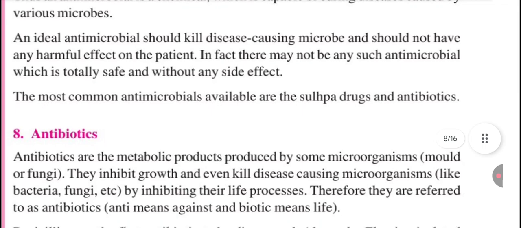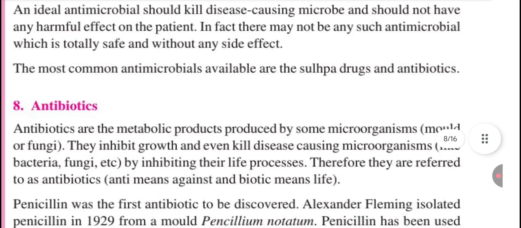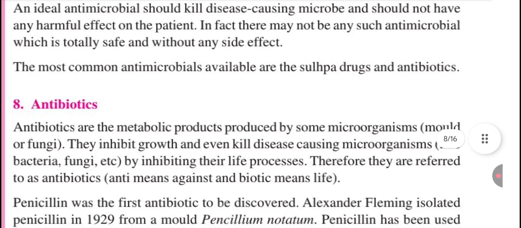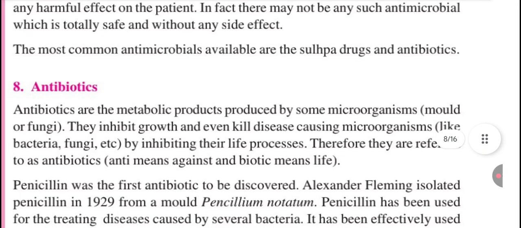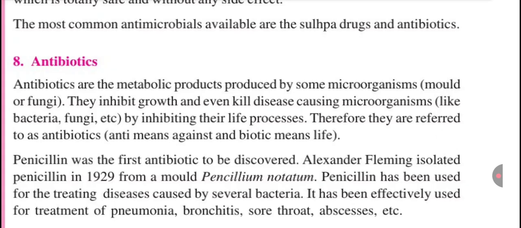An ideal antimicrobial should kill disease causing microbes and should not have any harmful effects on the patient. In fact, there may not be any such antimicrobial which is totally safe or without any side effect. The most common antimicrobials available are the sulfa drugs and antibiotics.